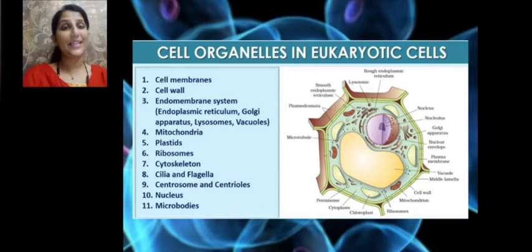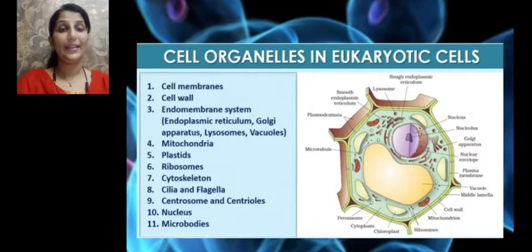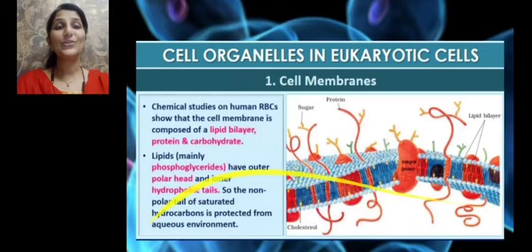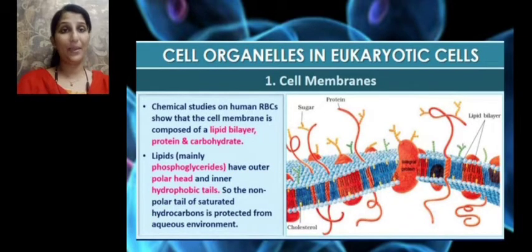They are the cell membrane, the cell wall, the endomembrane system, which is comprised of the endoplasmic reticulum, the Golgi apparatus, lysosomes, and vacuoles. In addition to it, the other cell organelles which are not part of the endomembrane system are the mitochondria, plastids, ribosomes, cytoskeleton, cilia and flagella, centrosomes and centrioles, nucleus, and microbodies. So let us begin the eukaryotic cell section with the cell membrane.